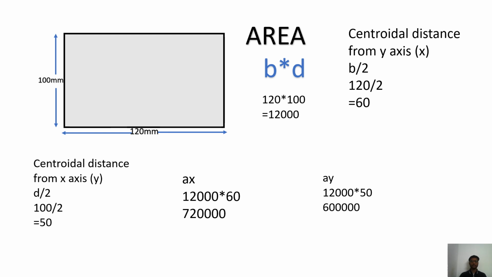Next we will find the centroidal distance from the x-axis. Here the formula is d by 2. Here d is given as 100 mm. Therefore, 100 divided by 2 is equal to 50. Next we will find ax. Here a means area. The area is 12,000 into 60. Therefore, the answer is 7,20,000. Next we will find ay. The area is 12,000 into 50. Therefore, the answer is 6 lakhs.